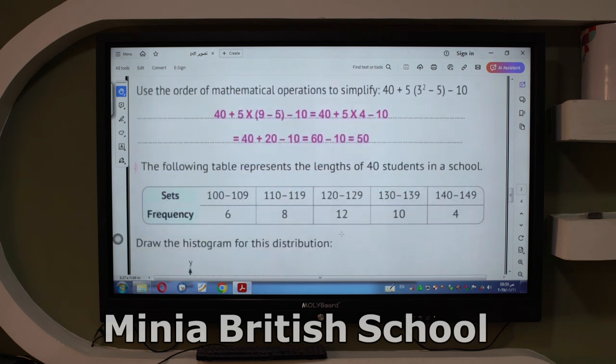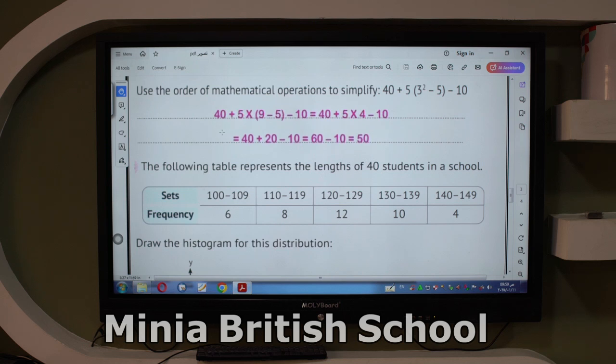Use the order of mathematical operations. Remember, we said step number 1 bracket, step number 2 exponent, then times or divided, finally plus or minus. Here I have a bracket, then step number 1, solve the bracket. Inside the bracket I have exponent and subtraction, so exponent first. 3 to the power of 2, remember, means 3 times itself 2 times, not 3 times 2. Then 3 times 3 equals 9.